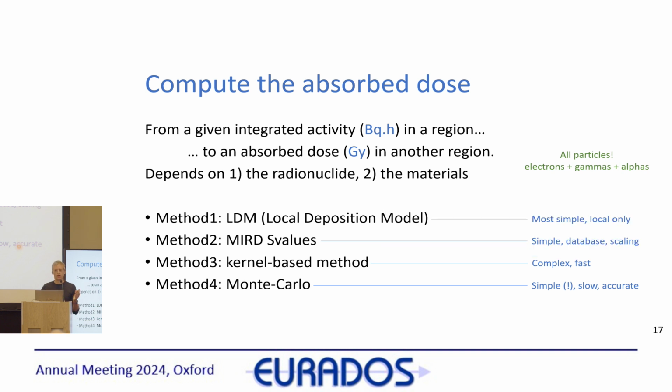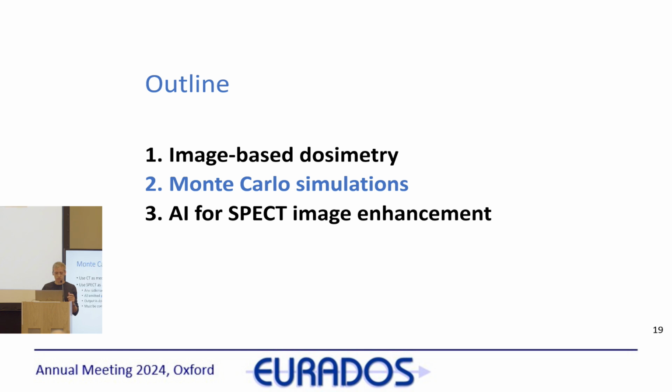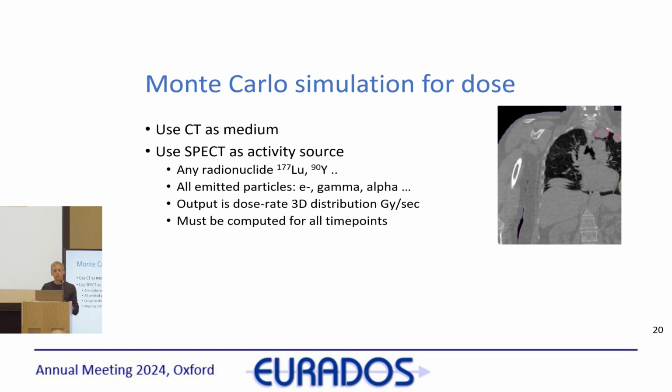Usually it's known to be much longer, so it's a slow method. However, I will show you that it's very simple to put in place in the following slide. So let's go to the second part of this talk. So when you want to perform a Monte Carlo simulation in order to compute the dose for targeted radionuclide therapy, there are very few steps to do.